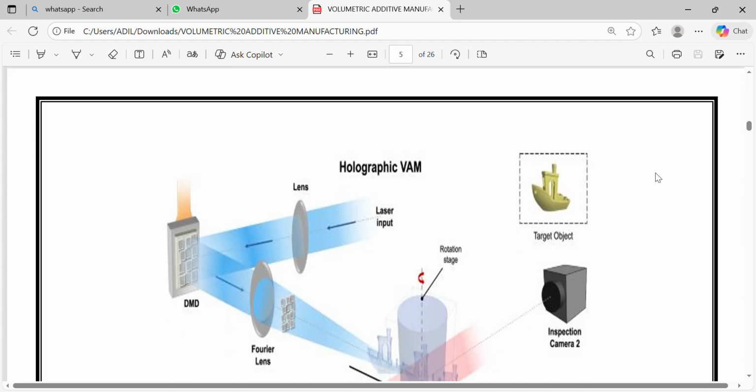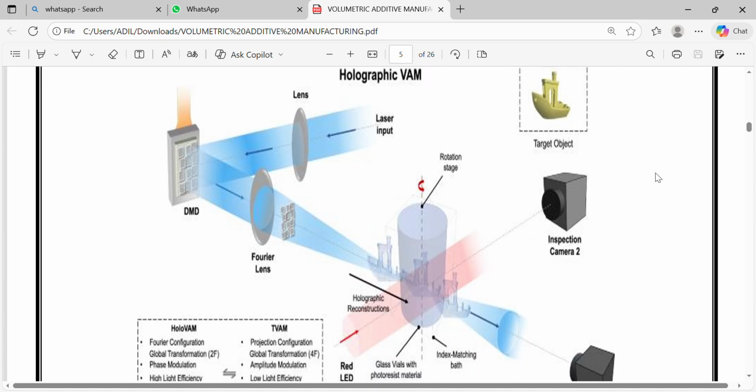Here is a diagram. This diagram illustrates a holographic volumetric manufacturing setup. Its key components include laser input, DMD digital micromirror device, Fourier lens, rotation stage, holographic reconstruction, and inspection camera tool. The setup compares two configurations, HoloVAM and TVAM. This setup enables precise 3D printing using a holographic technique.